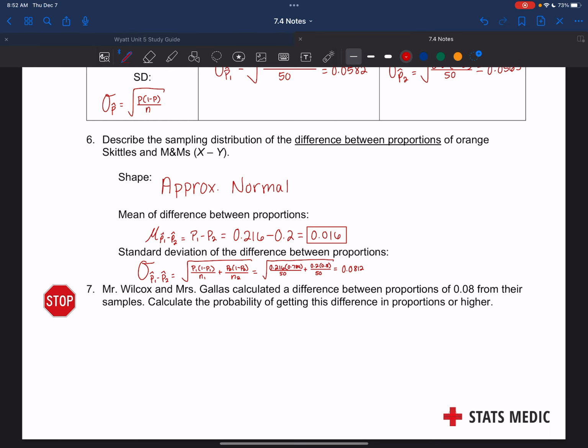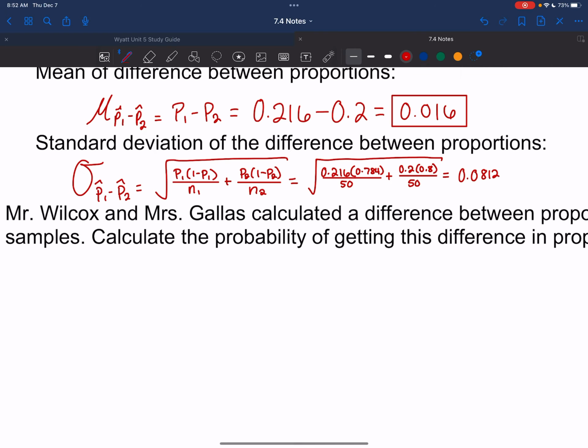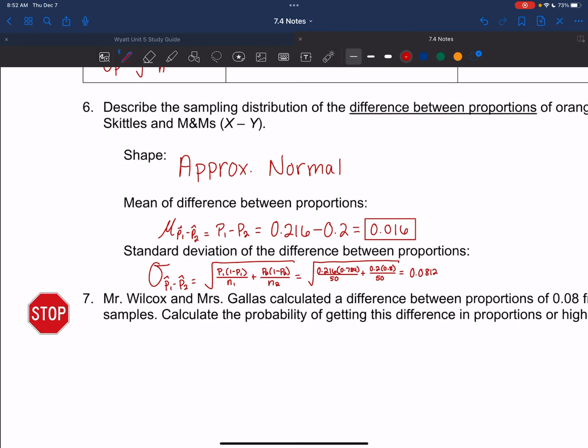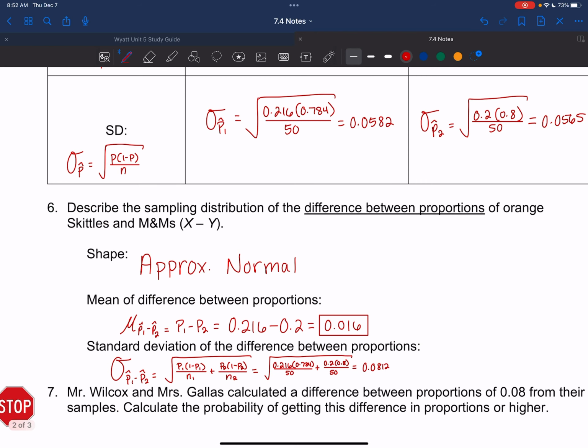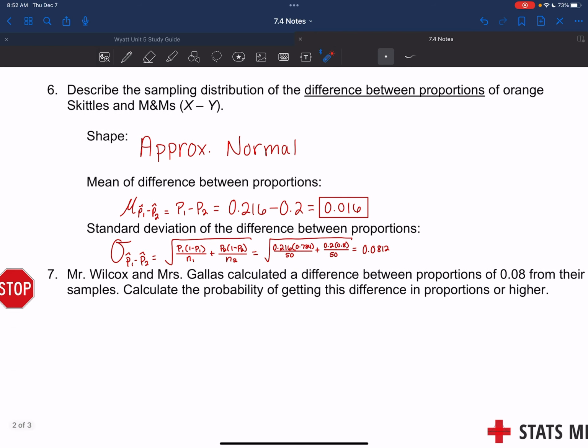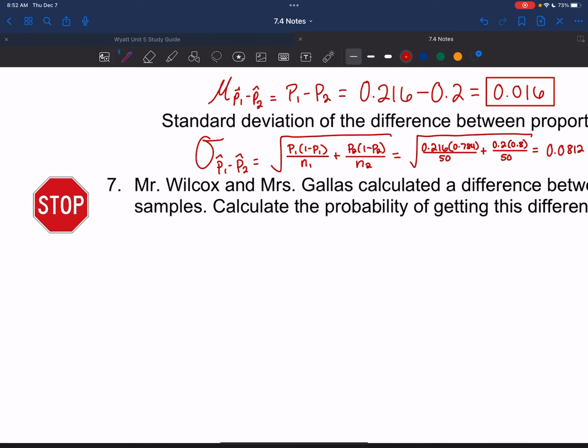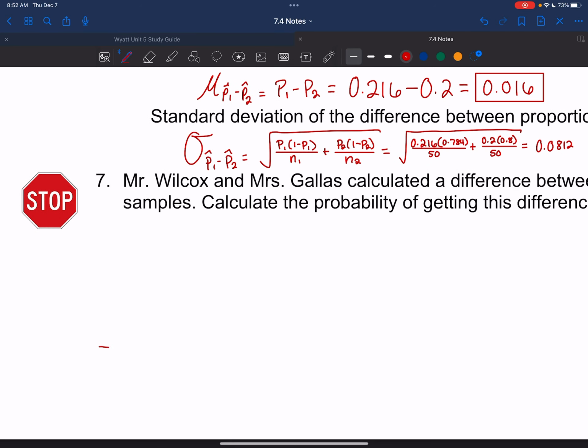All right, now, Mr. Wilcox and Mrs. Gauss calculated a difference between proportions of 0.08. From their samples, calculate the probability of getting this difference in proportions or higher. All right, so if I'm trying to calculate the probability, because we found that this difference is approximately normal, we can calculate this using a z-score, okay? So I'm just going to draw a graph.